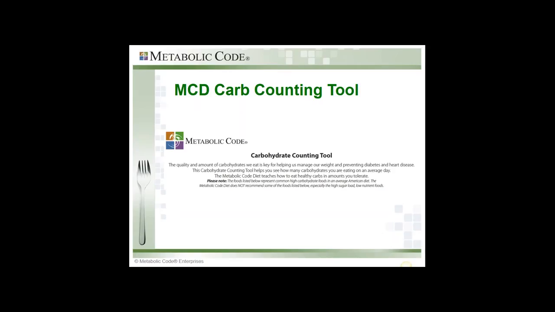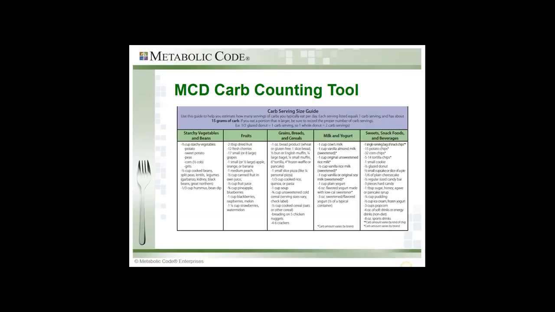So the next slide shows some of the list of foods that we put together to show people. Now this is not a comprehensive list, but we tried to get most of the really common foods that people eat so that they could see. And we did it by categories like starchy vegetables and beans. So about 1/2 cup of potato, sweet potato, peas, corn, grits, things like that.